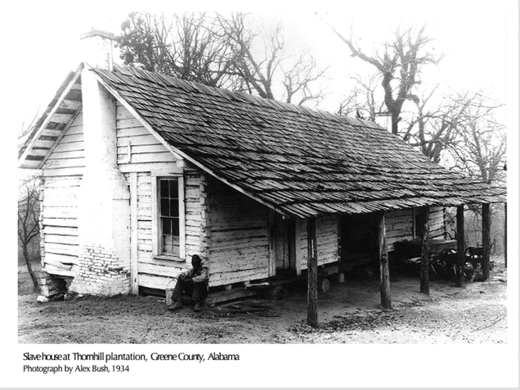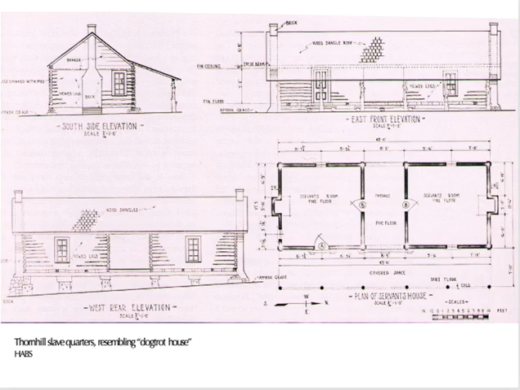And you'll notice when you look at the plans for this house, as documented by HABS, that it very much resembles a dogtrot house, one of those typical Southern house types that I talked about in Place Matters, and very similar to the homes of plain white folk during this same period.